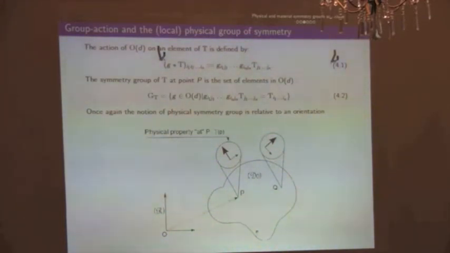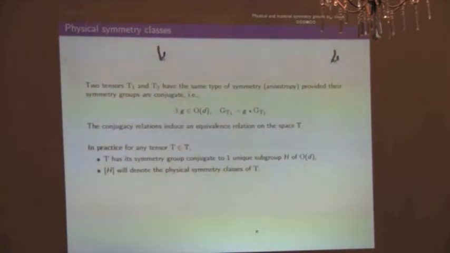And once again, same causes, same consequences. In the notion of a physical symmetry group, the physical group is related to an orientation. We saw it with material symmetry, so it's kind of natural now to make this distinction. So in the same way, I hasten here a bit.